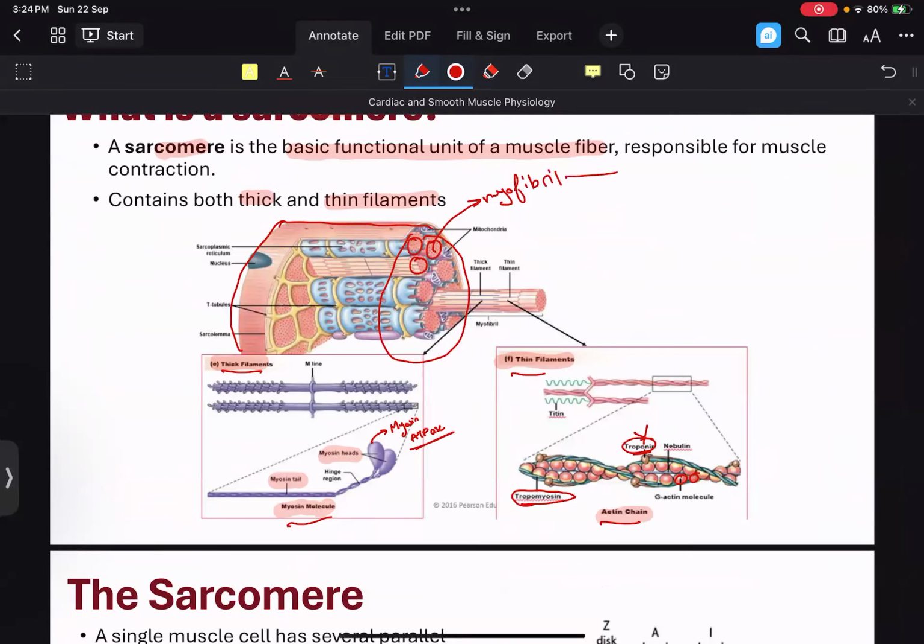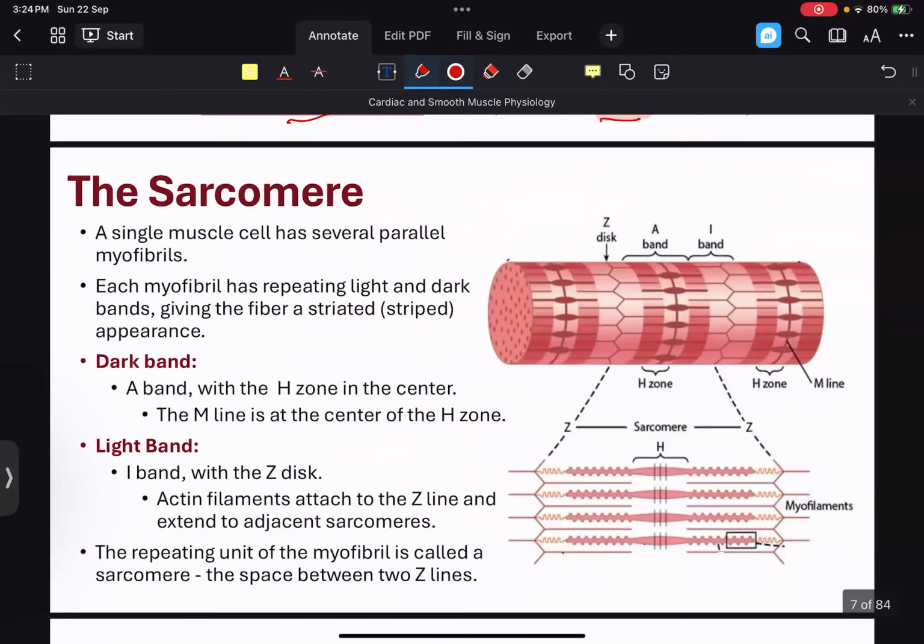And then this myofibril is made up of sarcomeres that are arranged in series. Basically, they're arranged back to back. If you remember from physics, when you're arranging an electric circuit in series, it basically looks like this, right? So that's the same concept. You're arranging the sarcomeres in series, back to back. So that's exactly what this slide says.